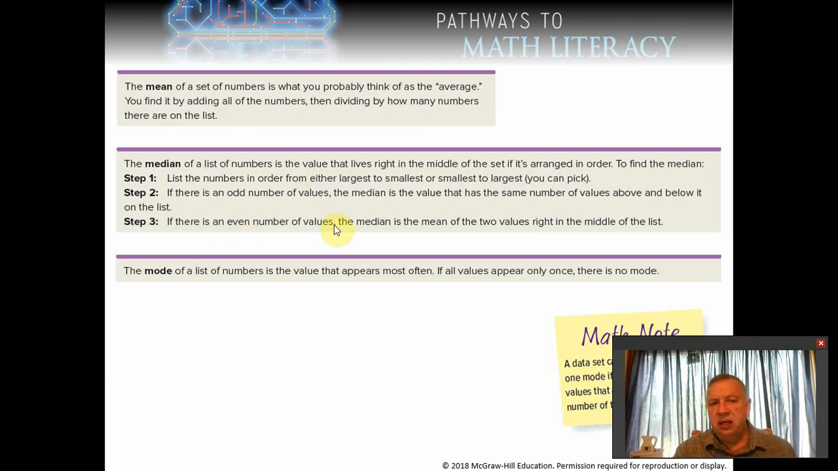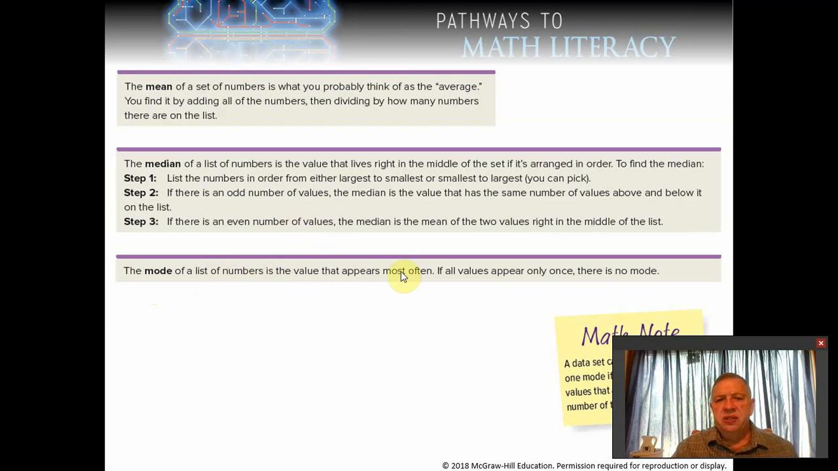If there's an even number of values, the median is the mean of the two values right in the middle of the list. So if I had 8 divided by 2, I get 4. I've got an even number, so I want to look at the fourth and the fifth positions, the last of the first half and the first of the next half, and average those two. Add them, divide by 2.